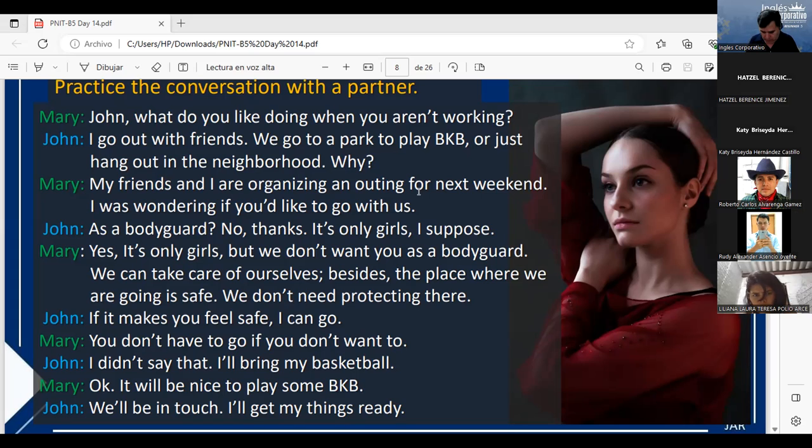But we don't want you as a bodyguard. We can take care of ourselves. Besides, the place where we are going is safe. We don't need protecting there. If it makes you feel safe, I can go. You don't have to go if you don't want to. I didn't say that. I'll bring my basketball. Okay. It will be nice to play some basketball.